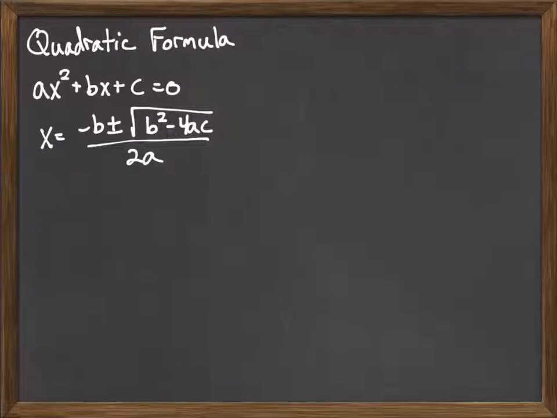X is equal to negative b plus or minus the square root of b squared minus 4ac, all divided by 2a. This is the quadratic formula. You're going to want to know it. You'll need to know it for your exam. My advice is just to write it down for every problem, and hopefully that'll just kind of start sticking into your head.